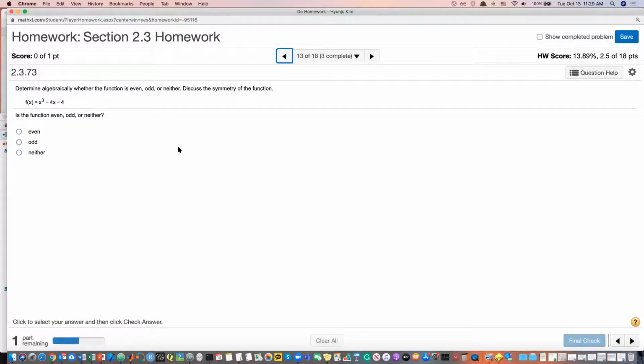Yeah, even function, odd function, and neither. Symmetric about the y-axis, symmetric about the origin. Let me talk about this in more detail, okay? Because last lecture, I couldn't give enough examples.